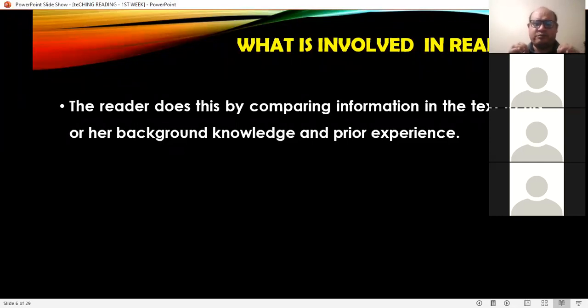You compare information in the text with the background knowledge you have, or prior experience you have. So you make a comparison. Oh yeah, this topic, this text is related to what I know or what I lived through. Or you say, oh no, this text is not similar, I don't know about this topic, because you make a comparison with your background knowledge. For example, when I told you, do you know what the strategies are?